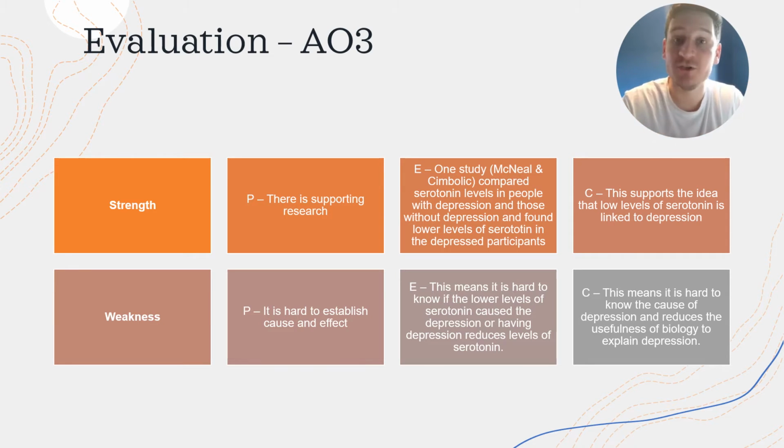It could be that the depression has come about via another method, like the psychological theory we'll look at later on, and that has then had an impact on the serotonin. And so we don't know which way it's going. It's hard to know whether it's causal. It's correlational here, and so that's a weakness of this theory.